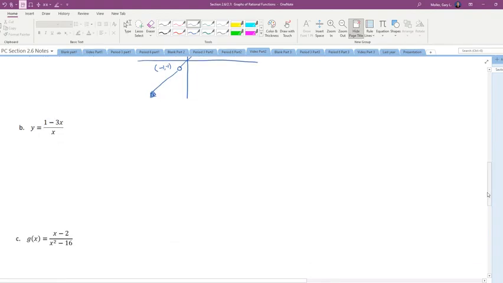Okay, let's look at this one. Let's think about end behavior. And if you prefer, you could rewrite this as -3x plus 1 over x. So my degrees are the same, so I have a horizontal asymptote this time at y equals -3 over 1. What about a y-intercept? When x equals 0, I cannot plug in 0, so I have no y-intercept.